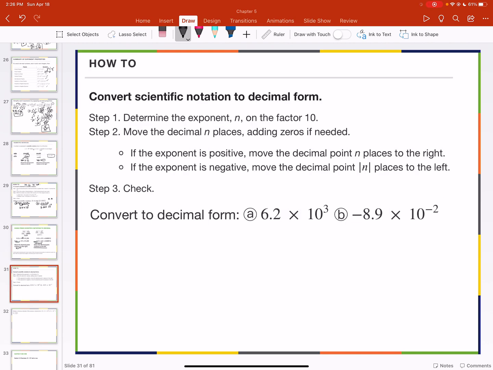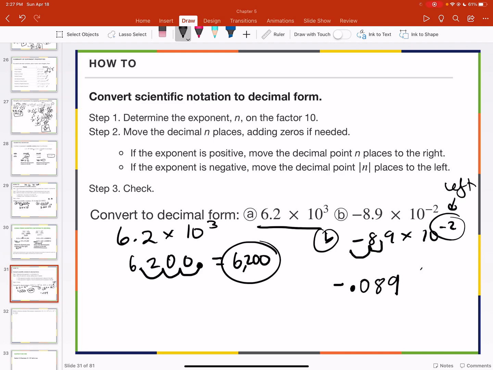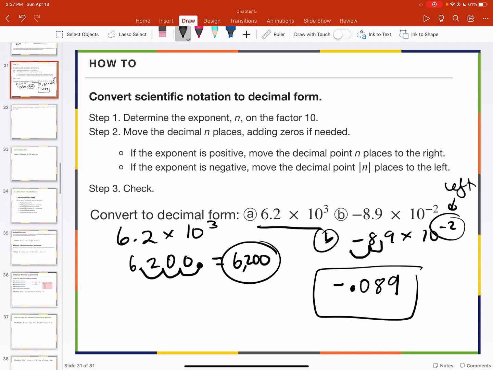So first you need to see if the exponent is positive or negative. If it's positive, you move it to the right. And if it's negative, you move it to the left. Okay. So here, let's do 6.2 times 10 to the third power. That means that 6.2 is going to move 1, 2, 3. That's going to be 6,200. Now for B, you have negative 8.9 times 10 to the negative 2 power. So that tells me 2 spaces to the left. So 1, 2. So negative 0.089. Okay. So that's that one.